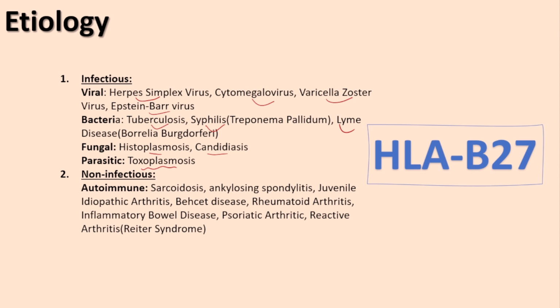We can have non-infectious causes, and these are mostly the autoimmune diseases. For example, sarcoidosis, ankylosing spondylitis, juvenile idiopathic arthritis, Behçet disease, rheumatoid arthritis, inflammatory bowel disease, Crohn's and ulcerative colitis, psoriatic arthritis, and also reactive arthritis are among the causes of uveitis. And note that most of these autoimmune diseases are associated with the HLA-B27 histocompatibility complex. So this is one of the clues for diagnosis of a patient who is suffering from uveitis.